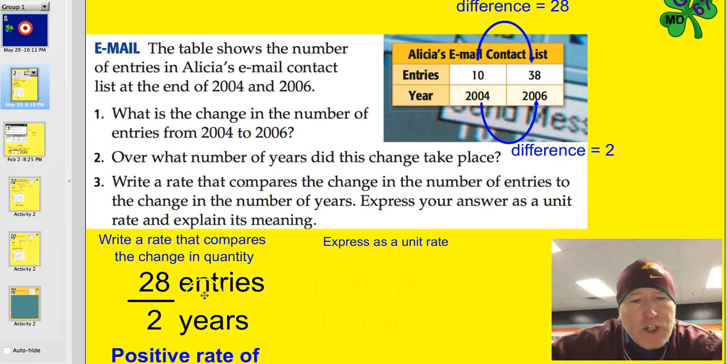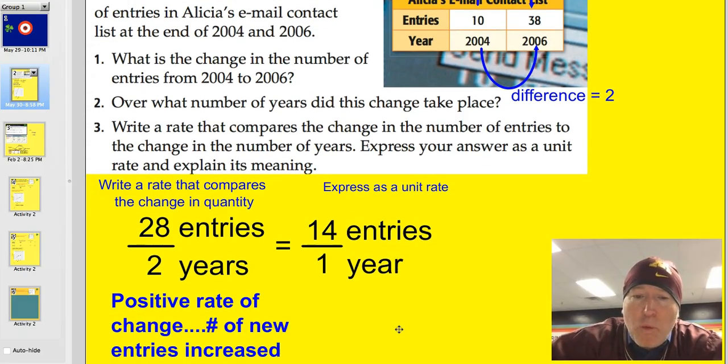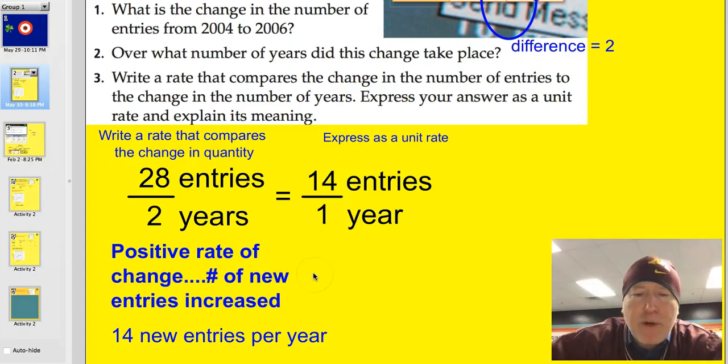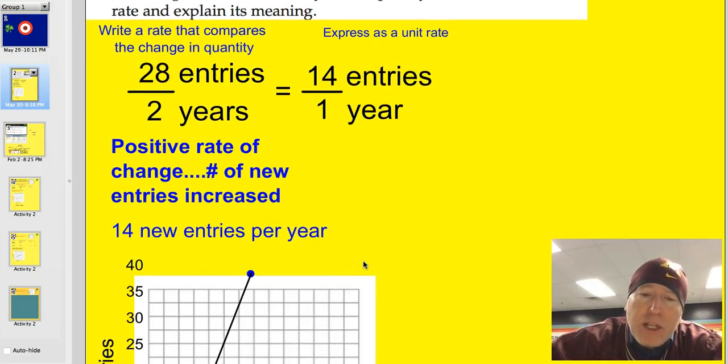So when you've got your ratio set up, or your fraction, however you want to think about it, it's definitely here 28 per year. You can just simplify that then, just like you would simplify a fraction, down to 14 units or 14 entries per 1 year. So 14 to 1. So that's a positive rate of change. This number of new entries increased. So 14 new entries per year.